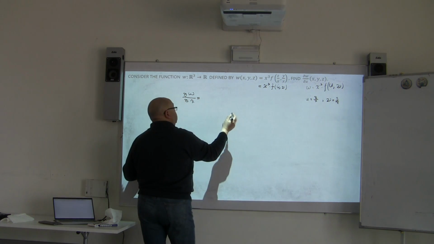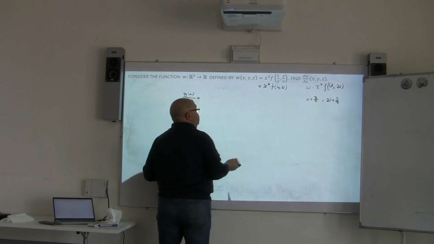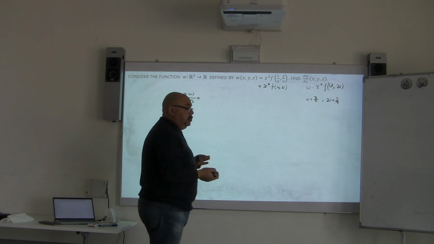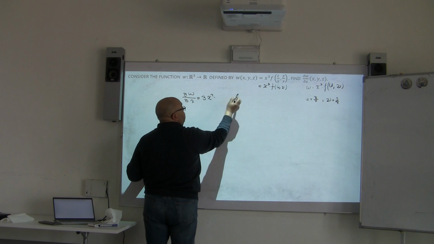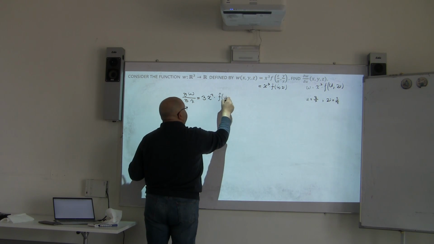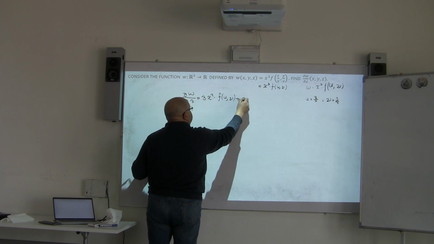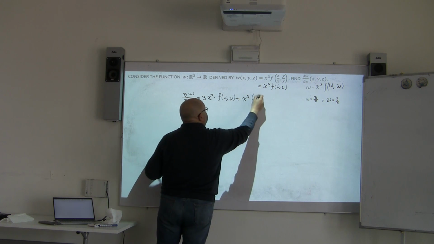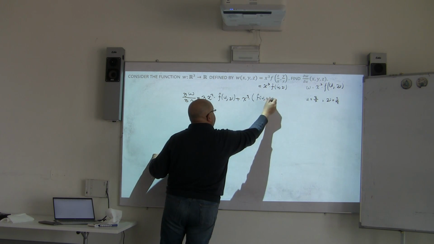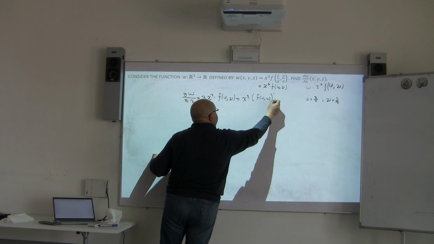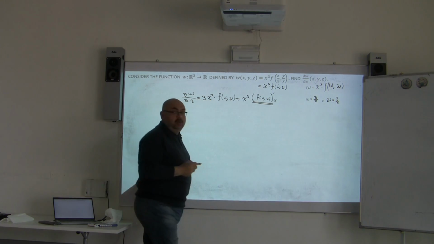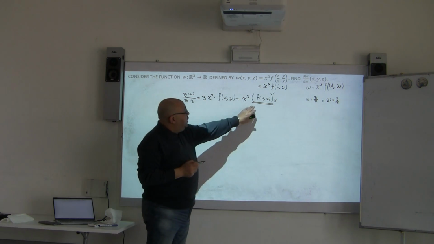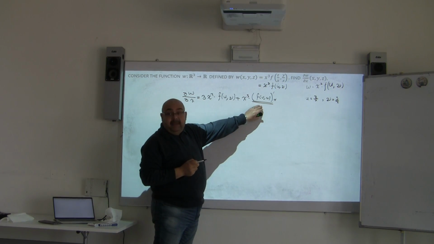So once you start differentiating, you will have the multiplication rule of 2 functions, which can be put simply as 3 over x squared times f of u and v, then plus x cubed times f of u and v, and then I will do the partial derivative for this guy by itself with respect to x. So let's get to that guy by himself.